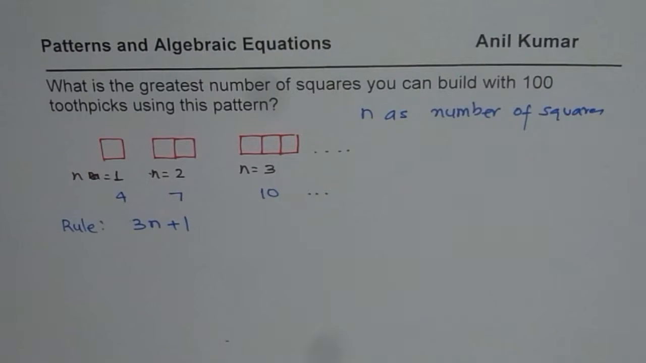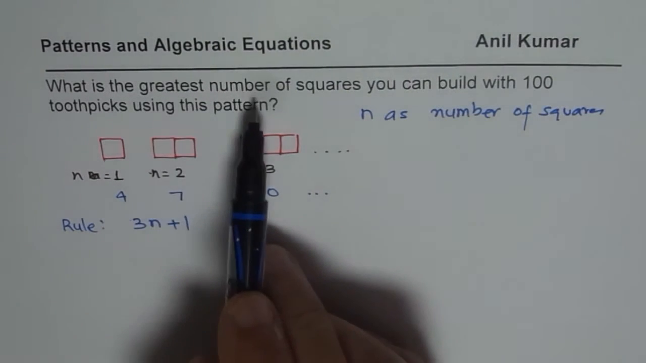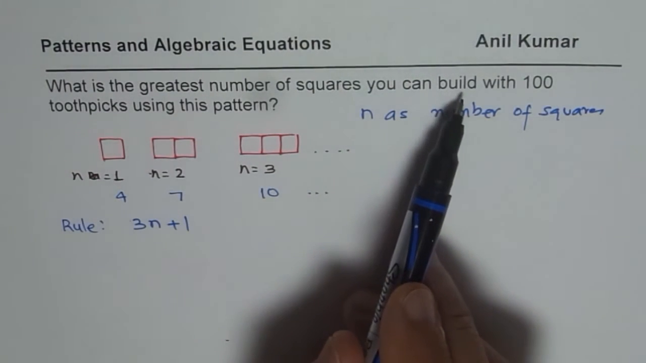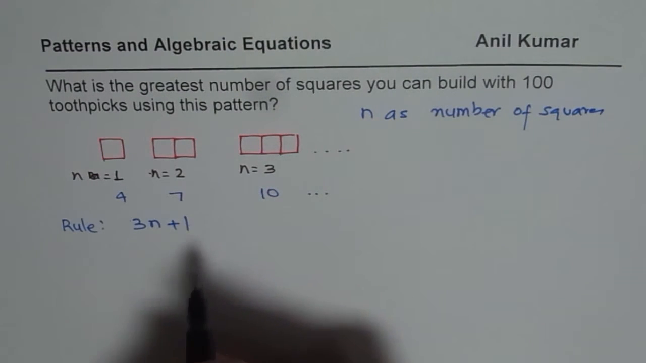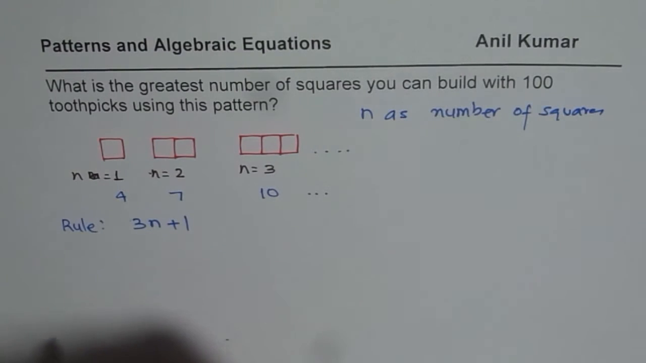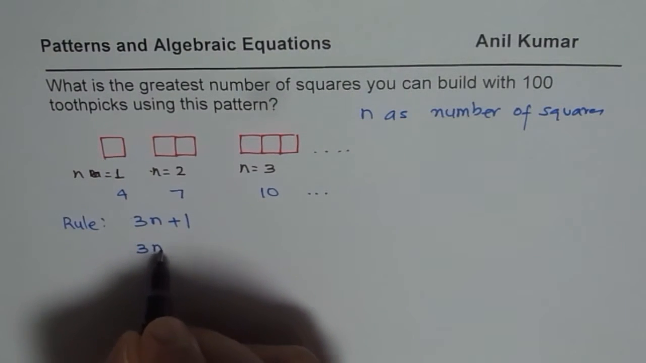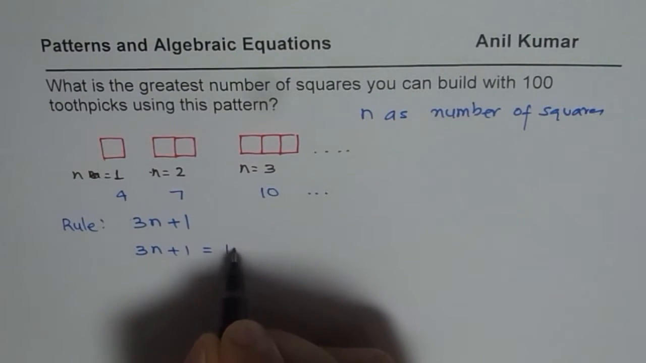Now the question is, what is the greatest number of squares you can build with 100 toothpicks? So let us say you have 100 toothpicks, right? So what is the value of n? So we can make an equation. The equation will be 3n plus 1 equals 100.